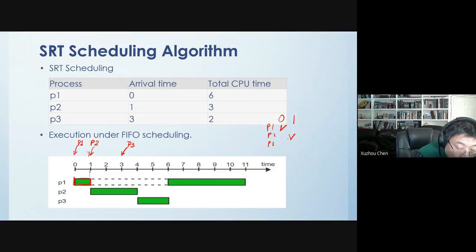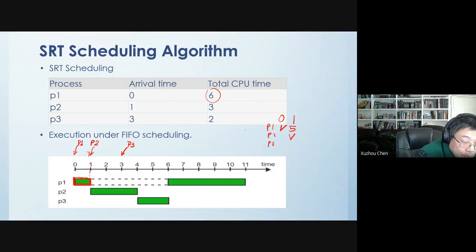Okay. So then the scheduler is going to figure out the remaining time for each of the processes. Process 1, the total CPU time is 6, but process 1 has executed for 1 actual time unit. So process 1 has 5 remaining time, right? 6 minus 1, because it's just executed 1.